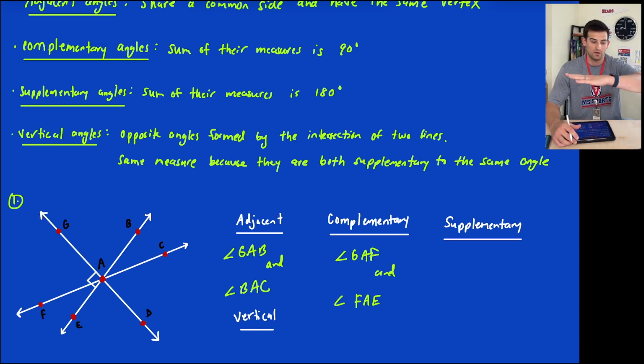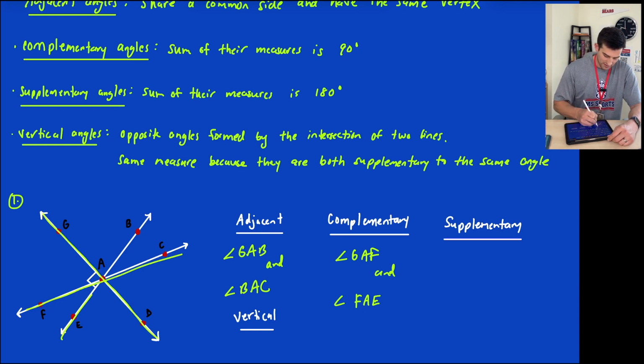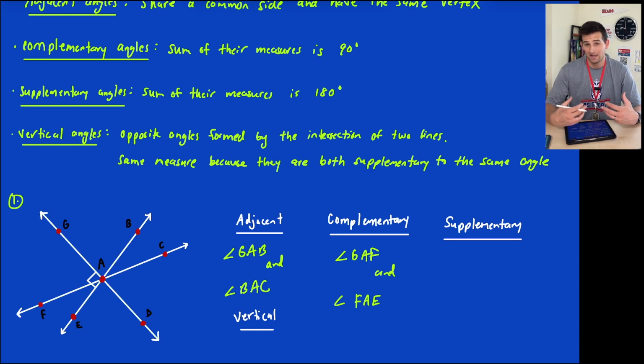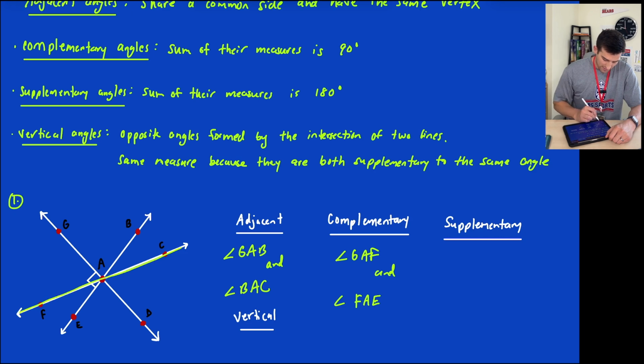Supplementary, we said they're going to form a 180-degree angle. So let's take a look at, let's see. We have a couple different options here. And for supplementary, remember, it doesn't just have to be two angles, right? It could be more than two. So we look along, we have a couple straight lines. Like we have this line here, we have this line here, we have this line here, right? So really, any angles that make up the angles that are on that line, we could say are supplementary. So let's just go with this line right here, and let's go with these angles here, okay?